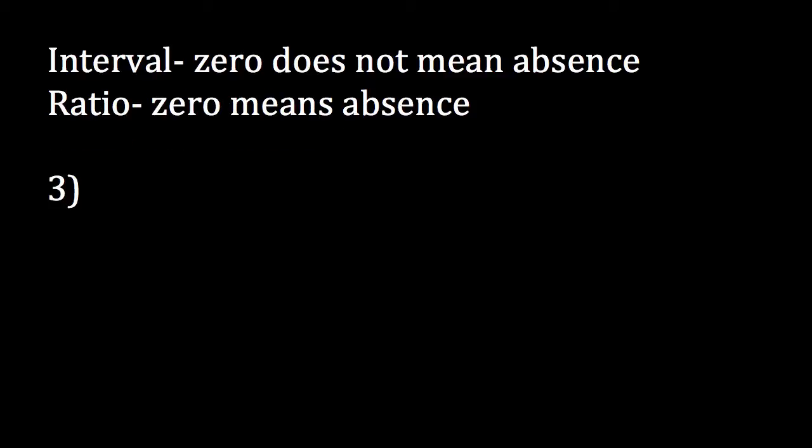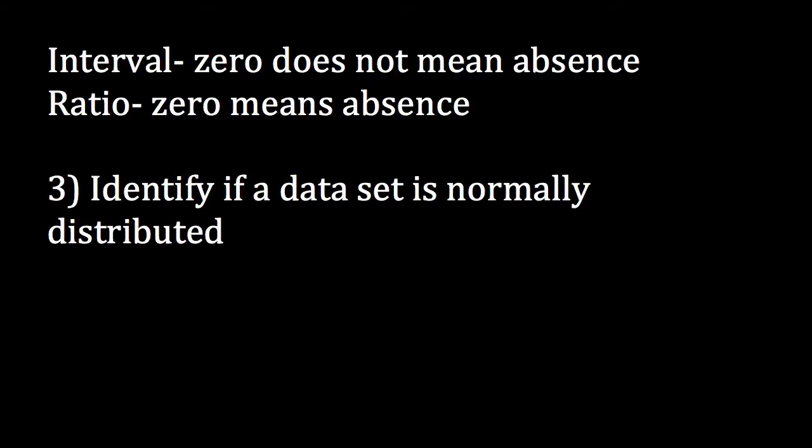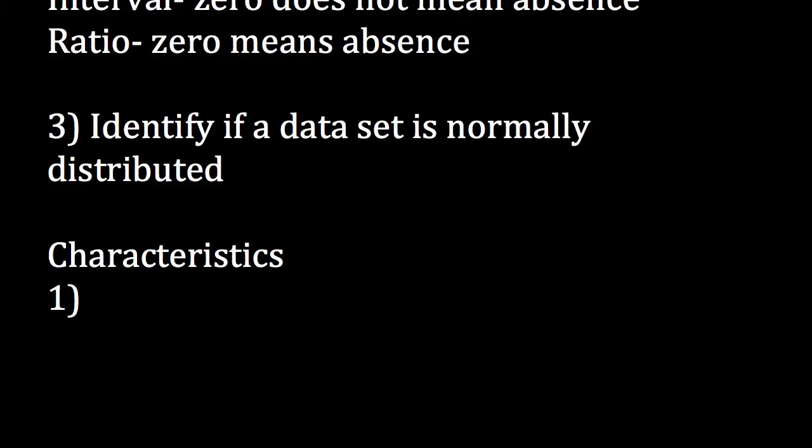And our third objective will be to identify if a data set is normally distributed. Normal distribution also has another name. It's called the Gaussian distribution. This is used very frequently in statistics. It occurs commonly throughout the world. So let's talk about characteristics of normally distributed data. And one is the typical bell-shaped curve.